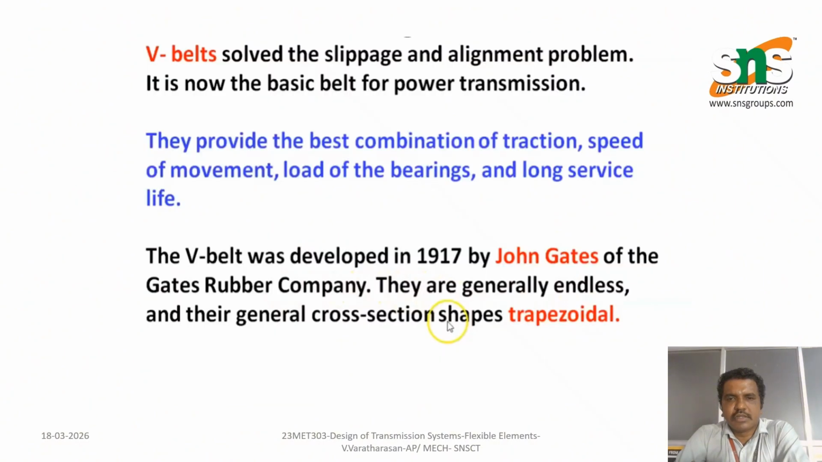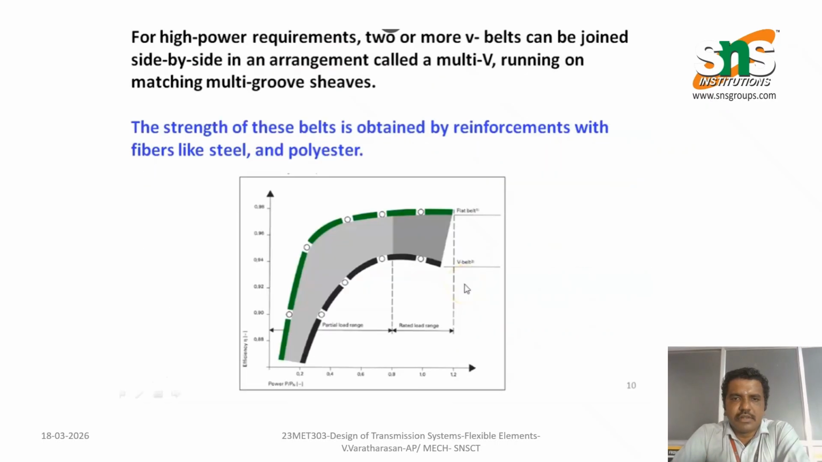The next one is the V belt. The V belt solved the slippage and alignment problems of the flat belt. It is now the basic belt drive for power transmission. They provide the best combination of traction, speed of movement, load on the bearings, and long service life. The V belt was developed in 1917 by John Gates of the Gates Rubber Company. They are generally endless, with a general cross-section of trapezoidal shape.